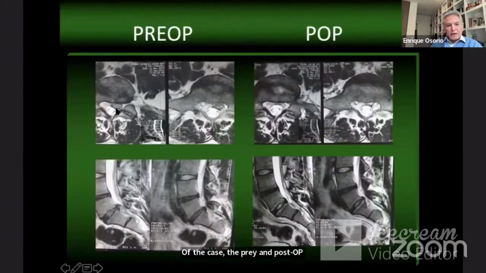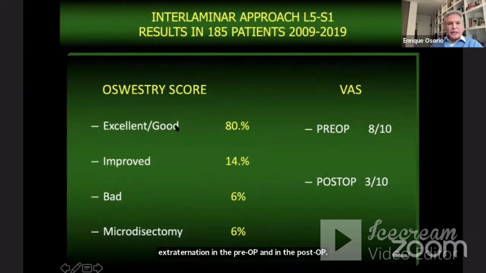And here you have other examples of these herniations, this extruded herniation in the pre-op and in the post-op. The results in 185 patients: in the Oswestry score, excellent and good in 80% of the patients, improved in 14% of the patients, bad in 6% of the patients, and we had to do microdiscectomy in 6% of these patients.